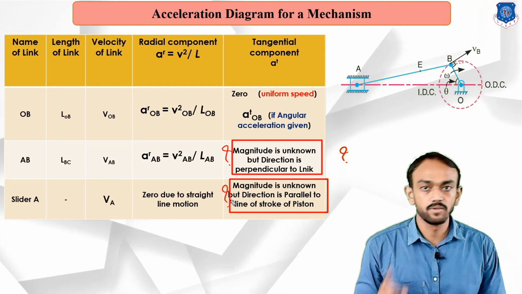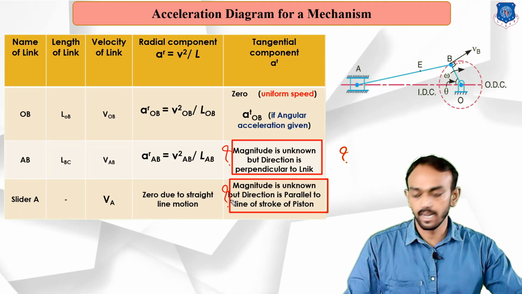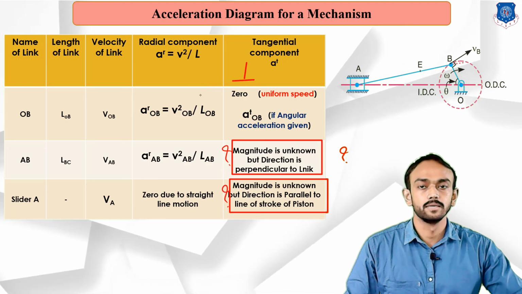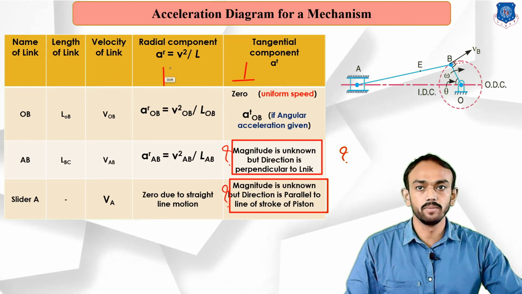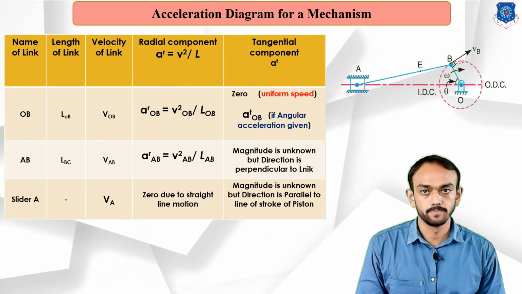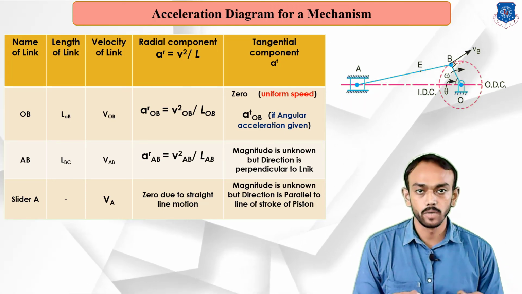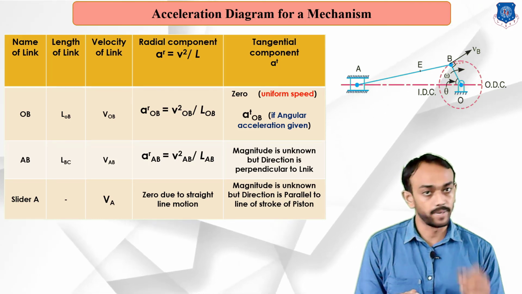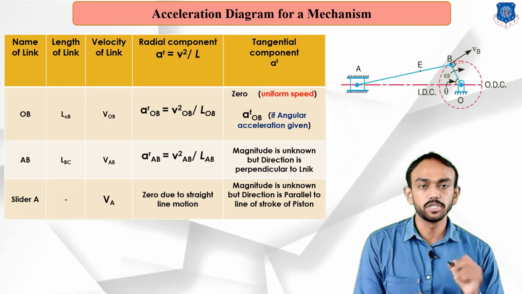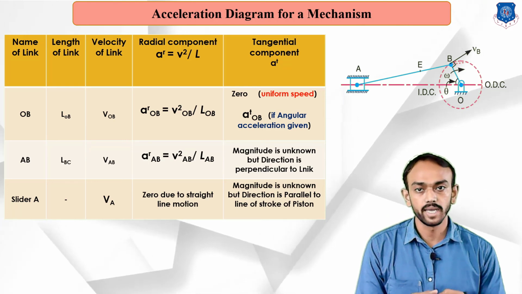This magnitude we always find by the diagram, but the direction, as you know, for the tangential component is perpendicular to the link, and for the radial component the direction is parallel to the link. Remember the direction of both components. That's it. The radial component is parallel to the link, and the tangential component is perpendicular to the link. The value of the radial component is v square by L, and the tangential component is angular acceleration times the length of that link. Okay, thank you.